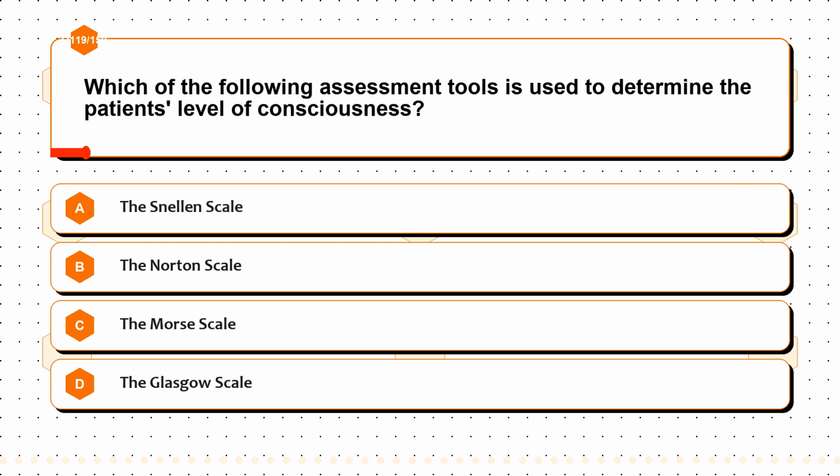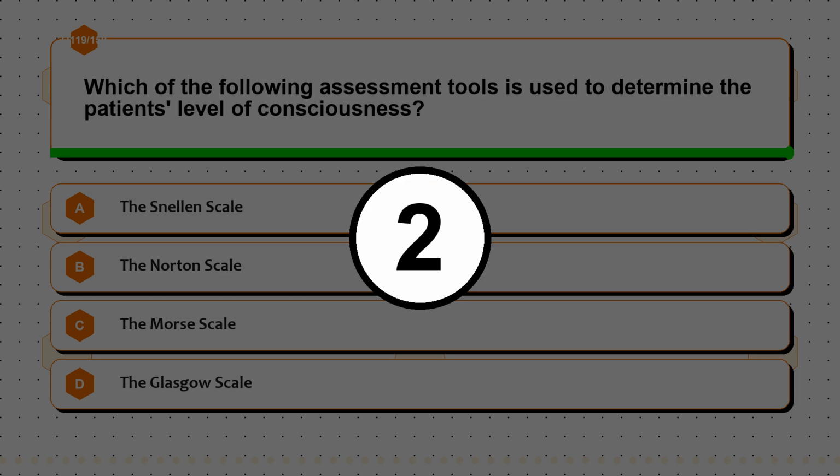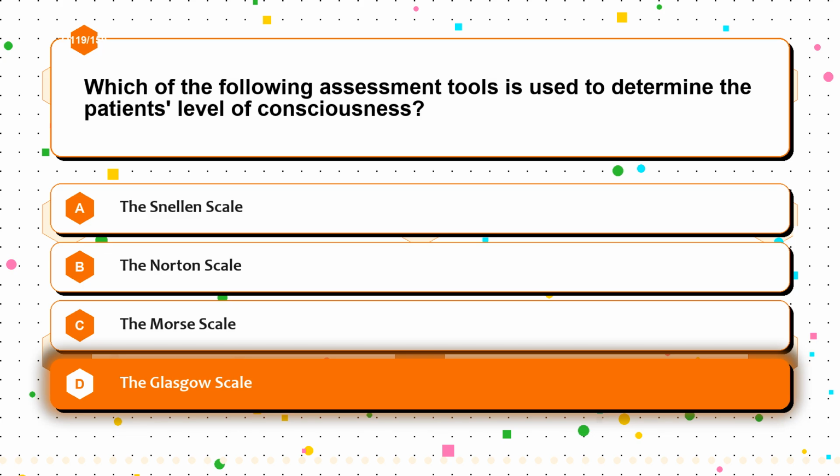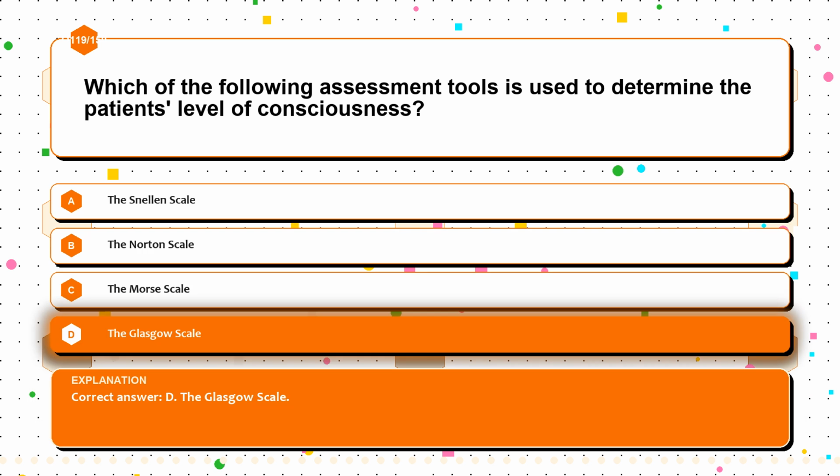Question 119. Which of the following assessment tools is used to determine the patient's level of consciousness? Here are the options. Option A: the Snellen scale. Option B: the Norton scale. Option C: the Morse scale. Option D: the Glasgow scale. The correct answer is option D: the Glasgow scale. Correct answer D: the Glasgow scale.